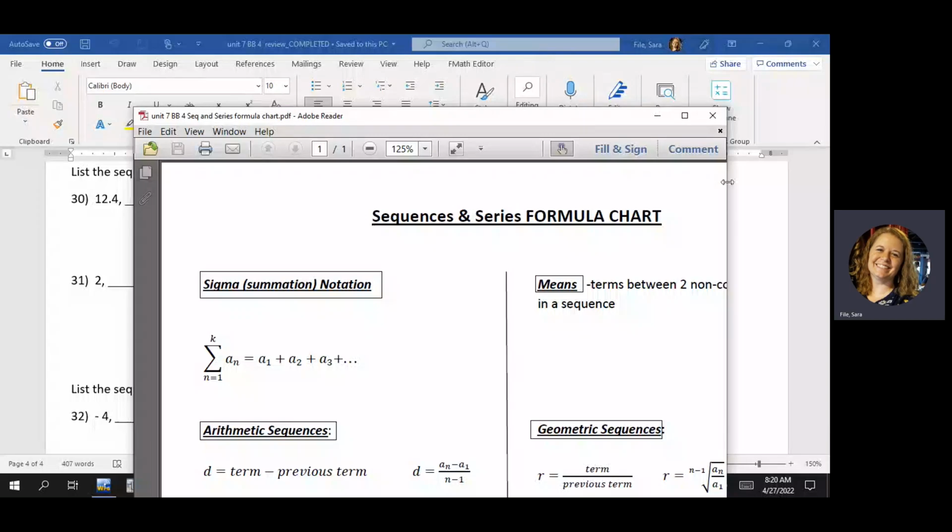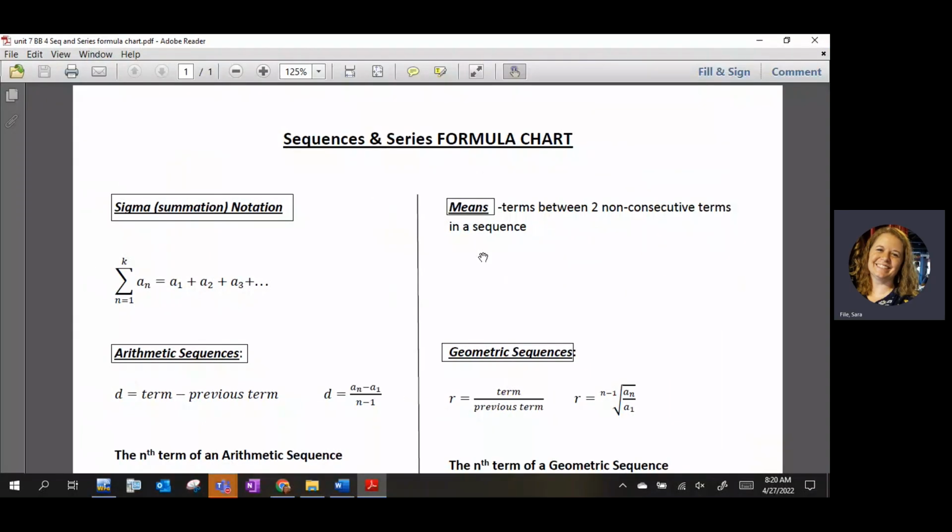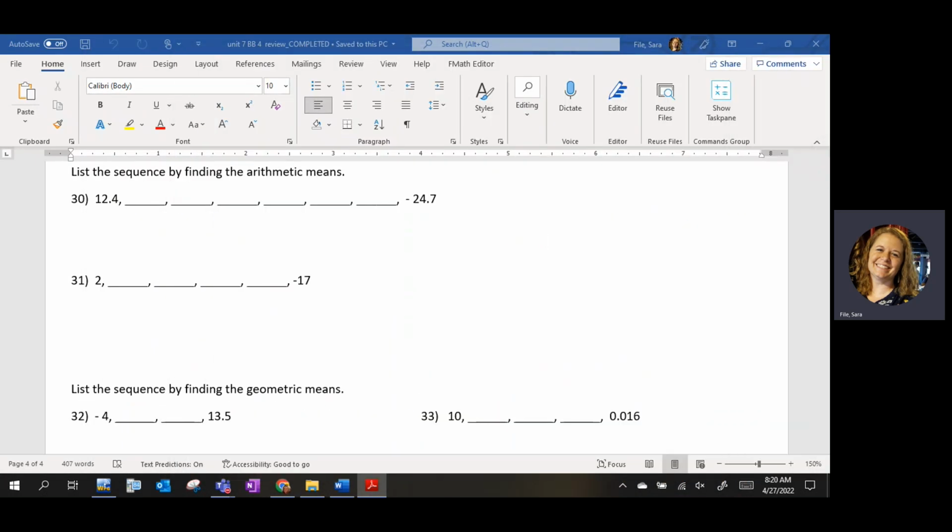And then we've got our formula chart for reference that we'll come back and forth to. And remember, this formula chart is posted in It's Learning in the completed notes folder and also in the assignment folder next to the review.